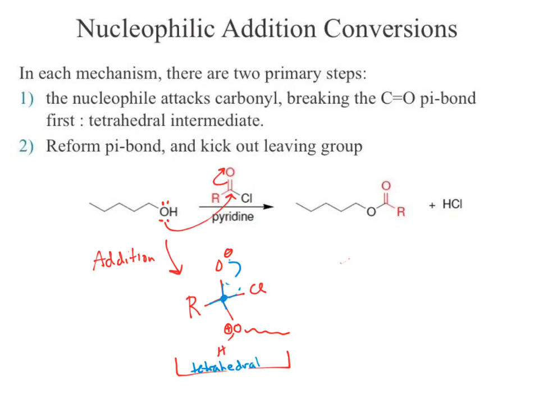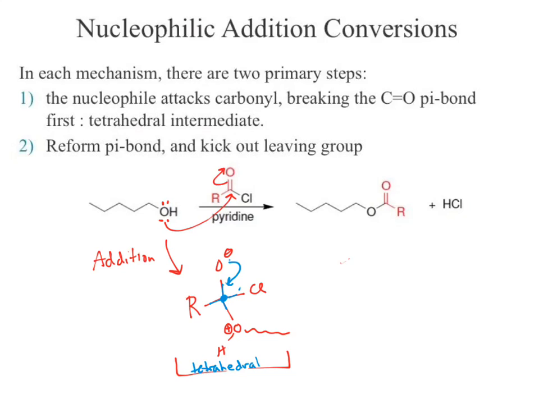If our electrons came back down, what are they going to kick out? The best leaving group. What's the best leaving group? What we just put on. Why is what we just put on the better leaving group? It's not charged when it leaves.